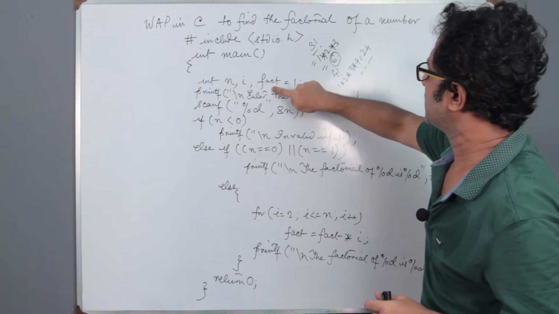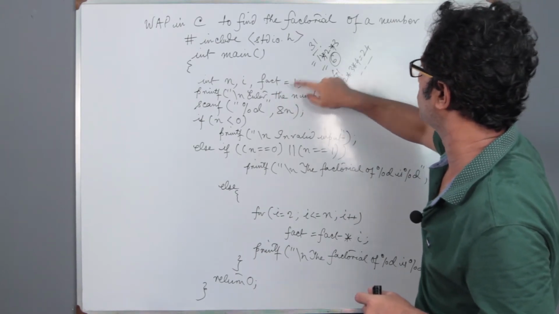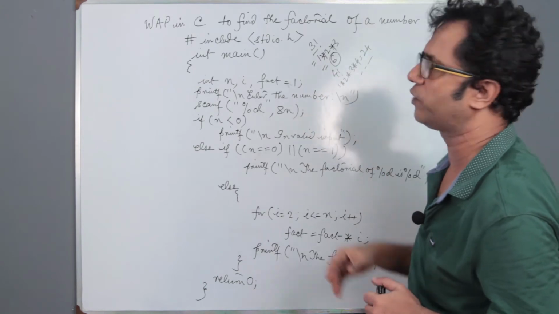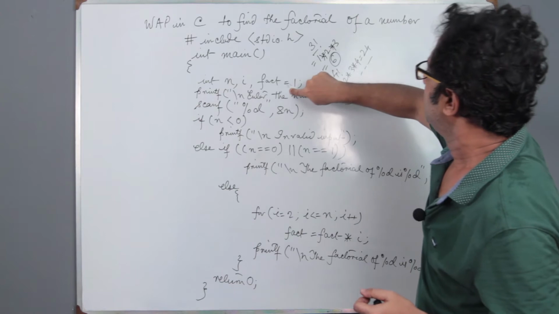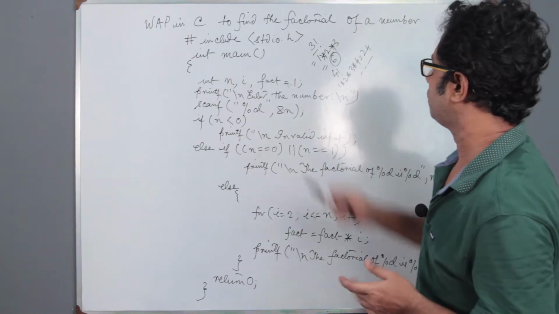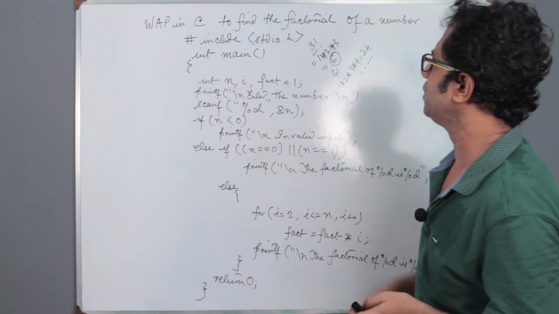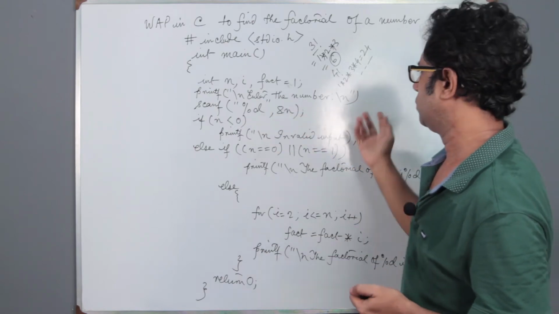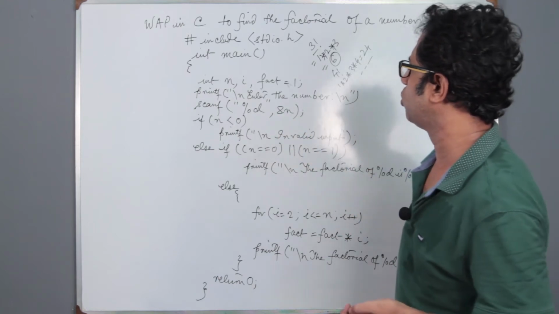One of the variables has been initialized to 1, that is fact has been initialized to 1, because whatever is multiplied to 1 will yield that result. And so we have initialized the value of factorial fact to be 1. Then we just prompt the user to enter a number: printf, enter the number, new line, that is simple, and scanf, where the user gives the value of n from the keyboard.